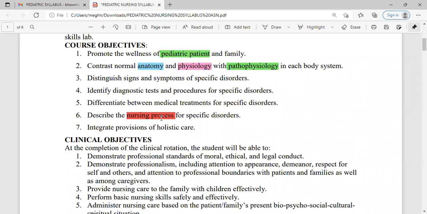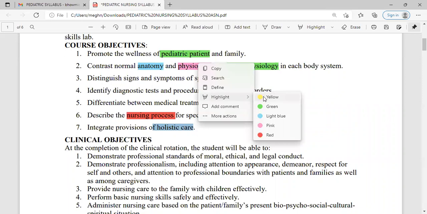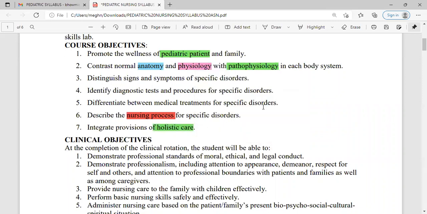Nursing analysis, nursing diagnosis, nursing planning, implementation, and evaluation. All together we call it the nursing process. Finally, integrate the provisions of holistic care. So you see the keyword is holistic, meaning complete care: spiritual, psychological, mental, and physical demands as well.